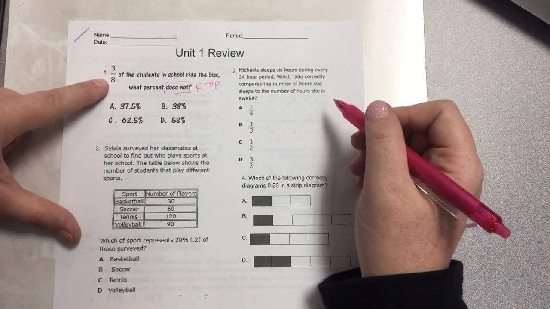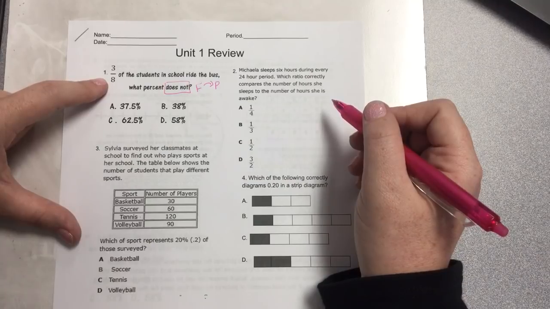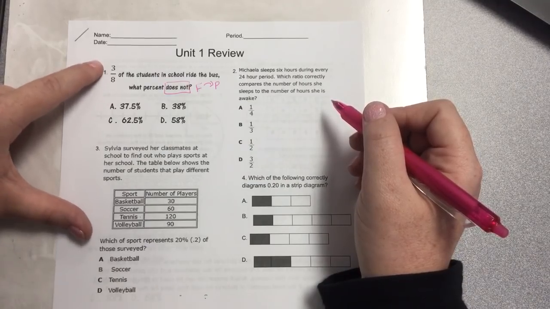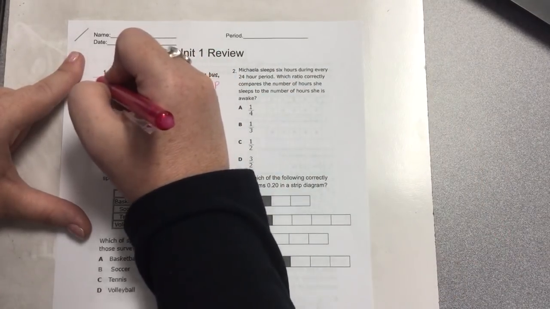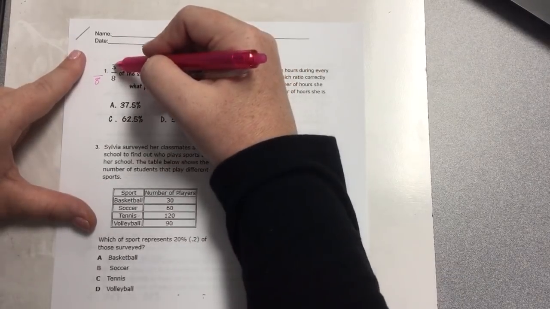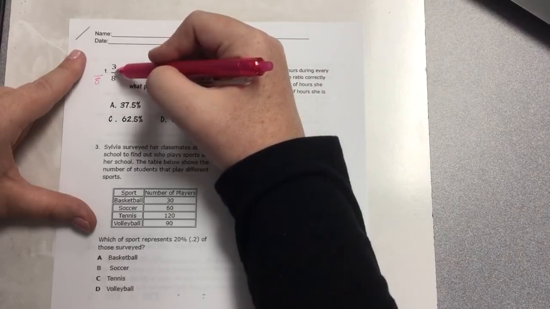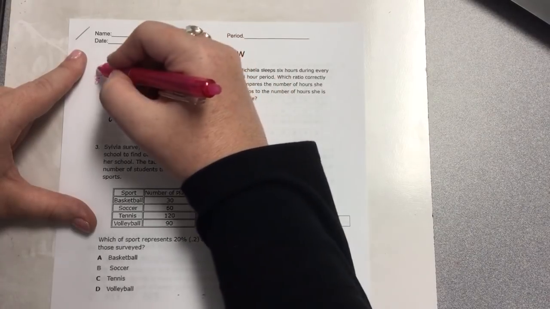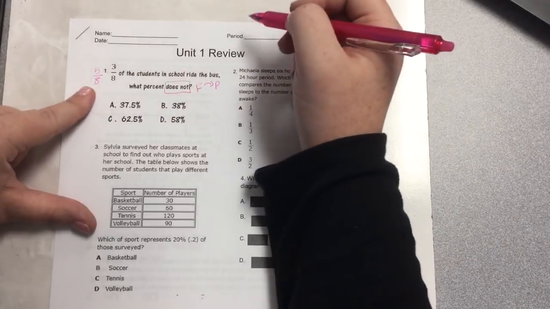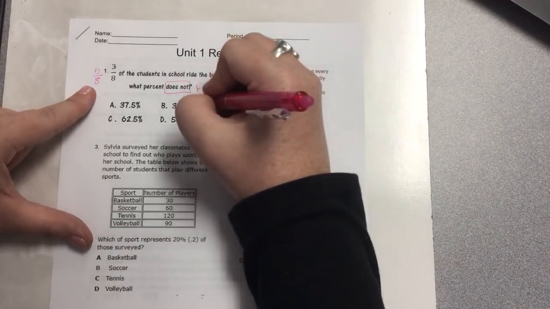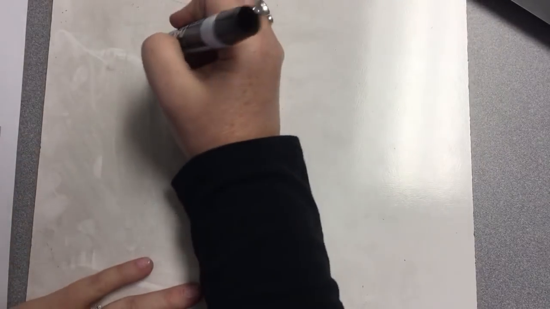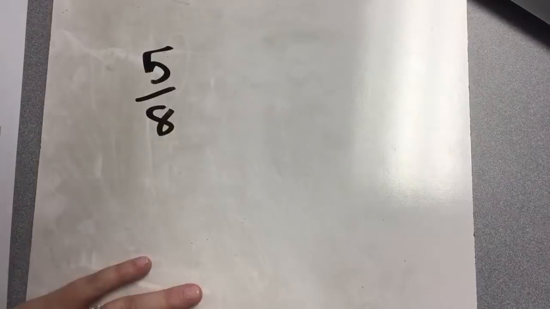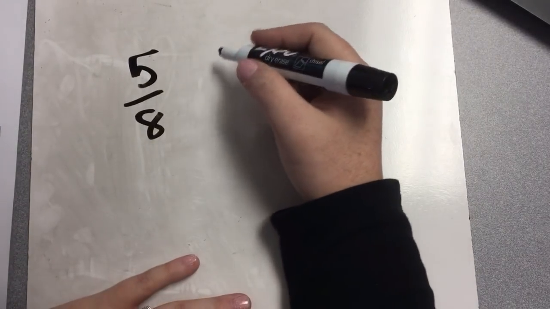So if there's a total of 8 students and every 3 of them ride the bus, I need to take how many out of 8 do not ride the bus. If I take 8 minus 3, that is going to give me 5. So I have 5/8 do not ride the bus. So I'm going to be taking 5/8, changing that to a decimal. So let's start with 5/8. And we're going to divide the numerator by the denominator.